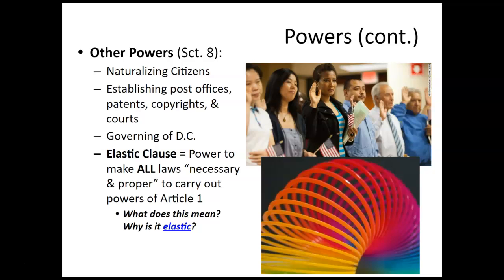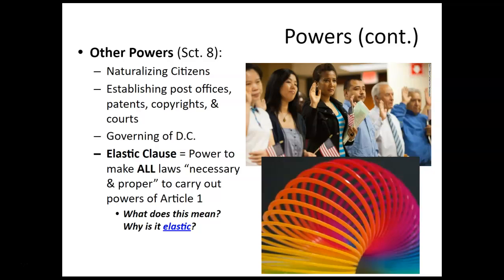And then the most important enumerated power is the elastic clause, or you might hear it called the necessary and proper clause. I want you guys to look at that picture of the slinky and take a second and say, okay, the slinky moves back and forth if you put it in your hands, or you drop it down the stairs like you're supposed to, and see how it moves. And the idea of this is that this elastic clause gives Congress the flexibility to carry out its powers and make all laws that are, in the words of the Constitution, necessary and proper for them to carry out all of their other powers in Article 1.